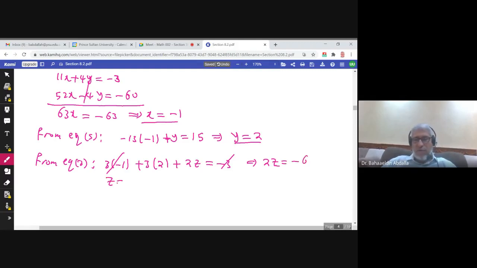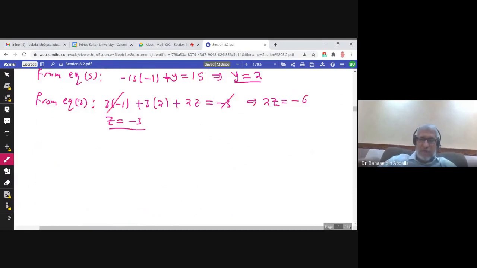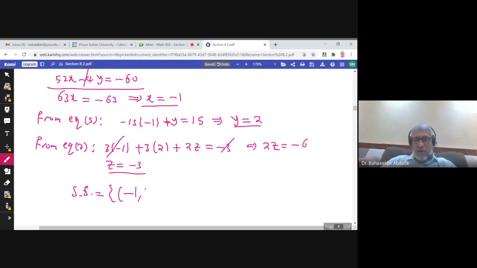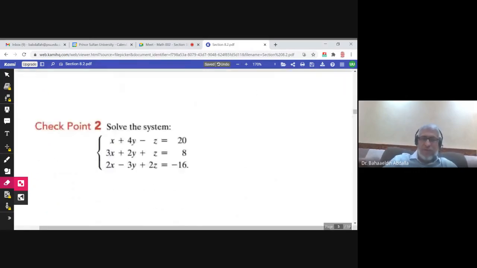So z would be negative 6 over 2. That's negative 3. Is this correct? Yes. So the solution set consists of x is negative 1, y is 2, z is negative 3, and that's the answer of this question. And now I can just erase this solution, and 100% my answer is correct.